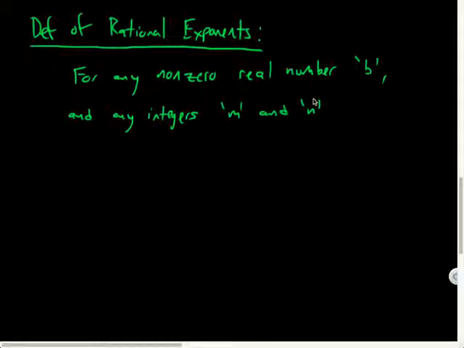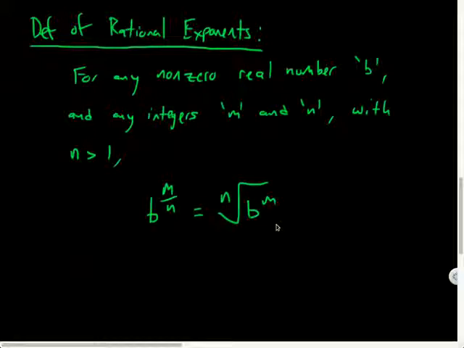Might as well get you guys used to some of these formal definitions. With n being restricted to being greater than 1, then the following is true. b to the m/n power is equal to the nth root of b to the m, or you could also write that as the nth root of b, all to the m. Same difference.